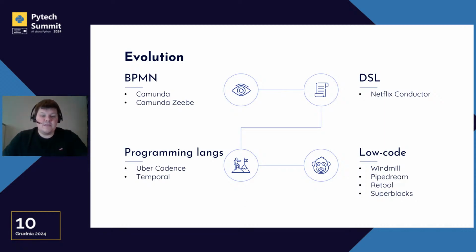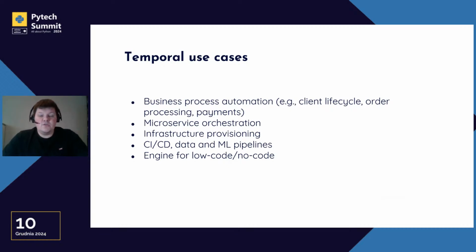Now let's talk a little bit about use cases. First, a huge group of use cases is business process automation. For example, client lifecycle, order processing, and companies like DoorDash using Temporal for order processing or payments, and companies like Stripe use Temporal for payments, microservice orchestration, infrastructure provisioning, and companies like HashiCorp use Temporal for Terraform infrastructure provisioning, CI/CD, data, and machine learning pipelines.